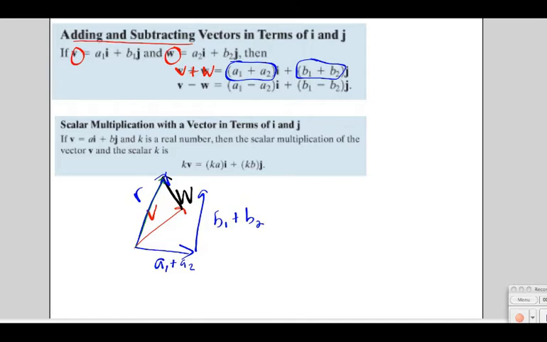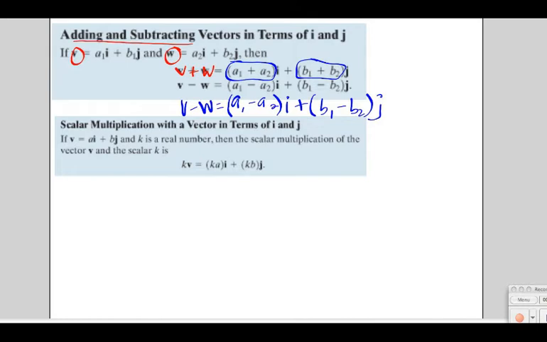And subtracting, again, is logical. You're going to subtract the a values, and that'll be the resultant a value for i. And then we'll do the same thing with the b's. When we're subtracting two vectors, that's v minus w. So I think it'll make most sense when we see this in an example, but it's kind of like adding like terms. That's the way you want to think about it. We add the i's together, we add the j's together.